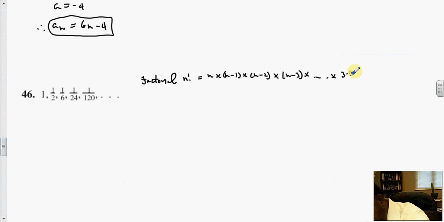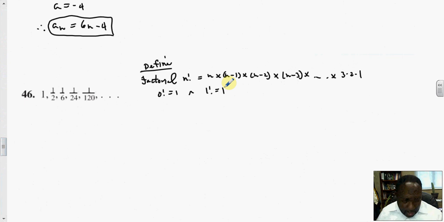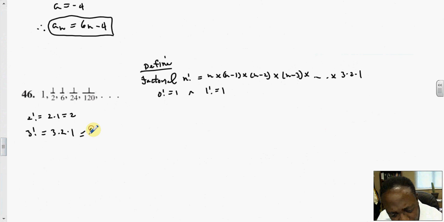And also we define zero factorial is 1 and 1 factorial is equal to 1. And it's okay. It works out. So if you think about it, 2 factorial is 2 times 1, that's 2. 3 factorial is 3 times 2 times 1, so that's 6. 4 factorial is 4 times 3 times 2 times 1, get 24. 5 factorial is 5 times 4 times 3 times 2 times 1, it gives us 120.